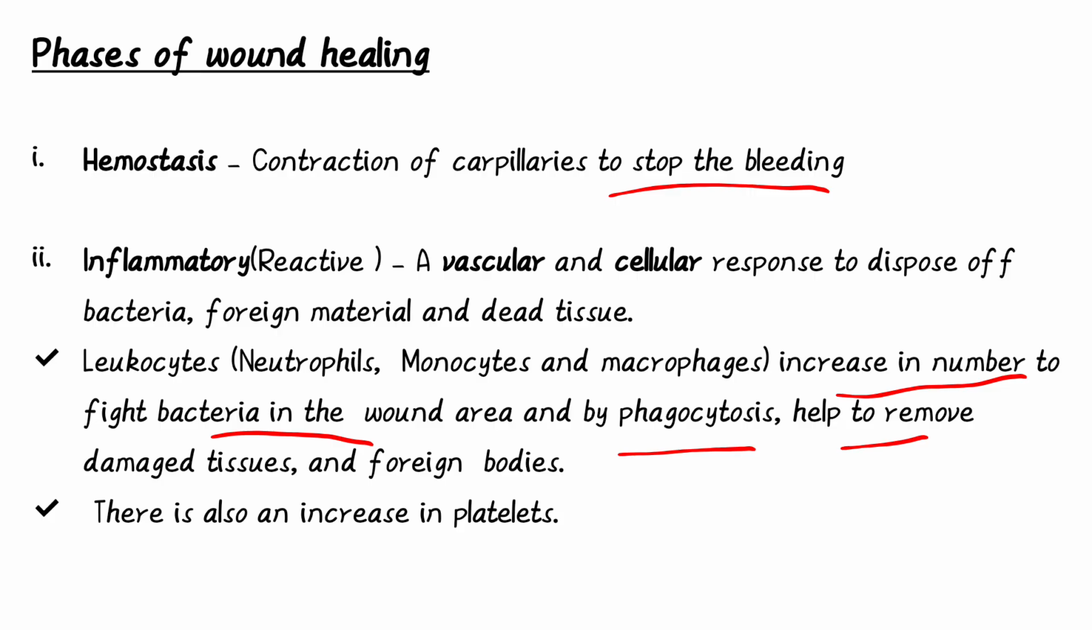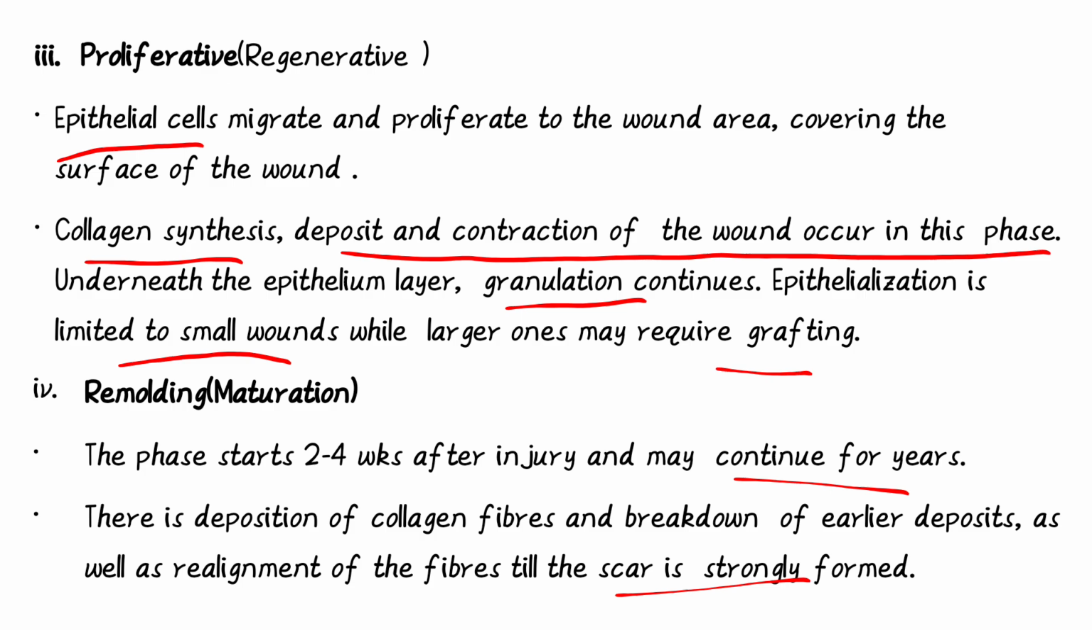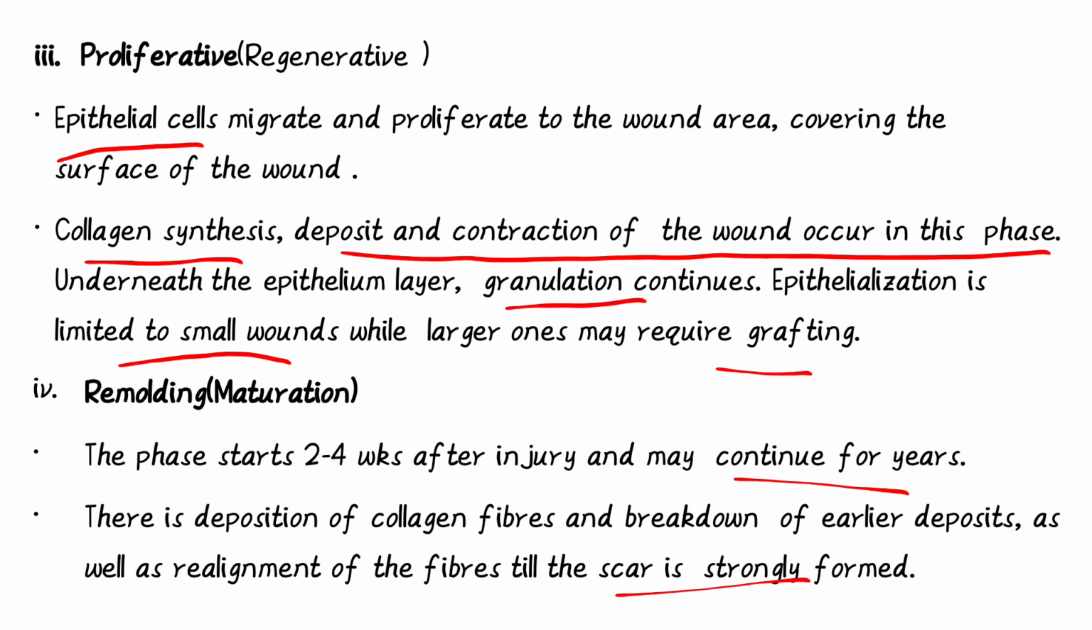Then we've looked at the phases of wound healing. We've said there are hemostasis and inflammatory, then the proliferative or regenerative, where epithelial cells start to migrate and proliferate to the wound surface, covering the surface of the wound. And finally, we've looked at the remodeling or maturation phase and how it occurs. Up to that point, we are done with wound healing.